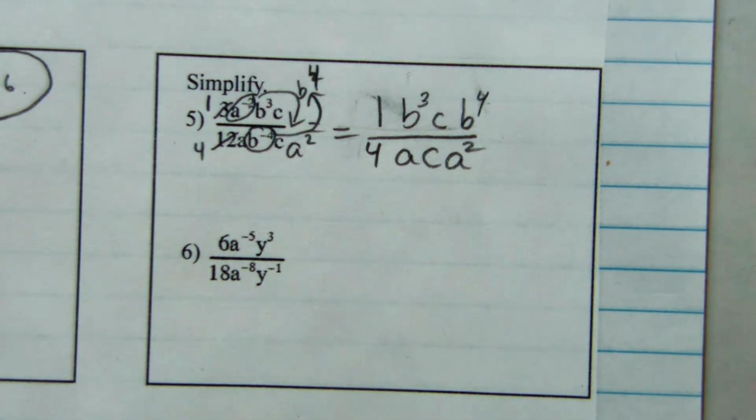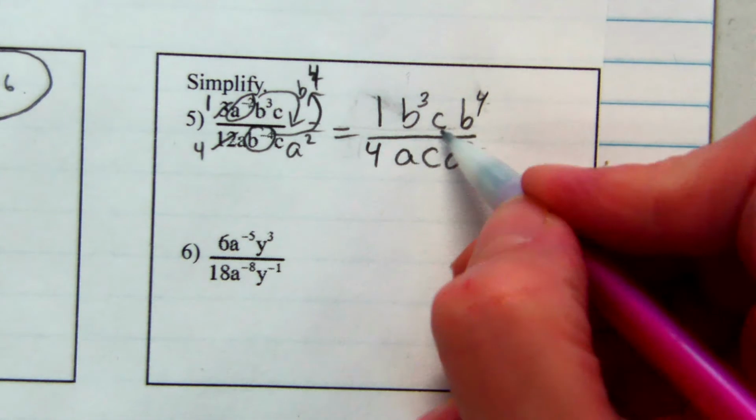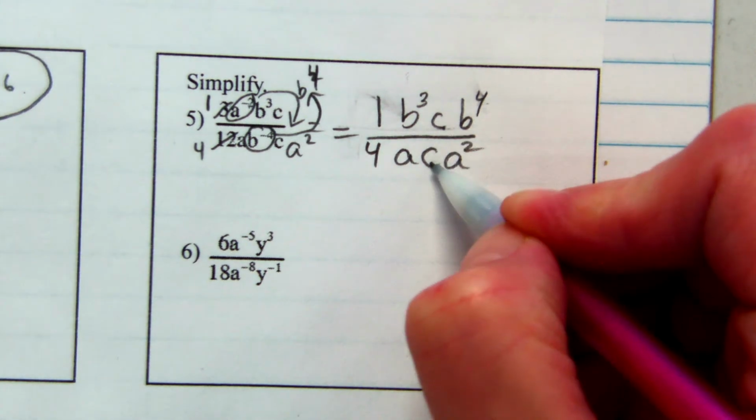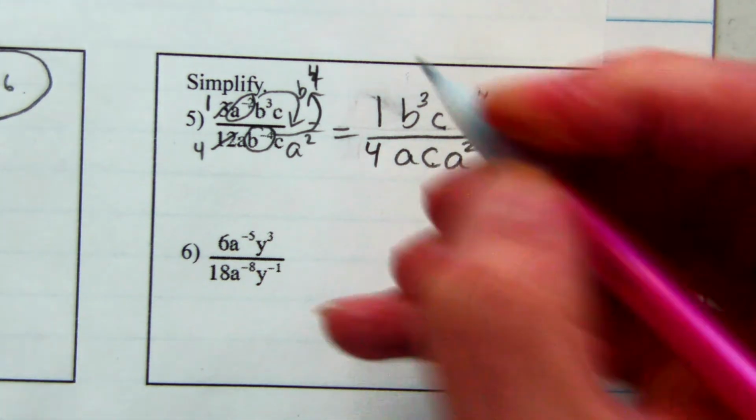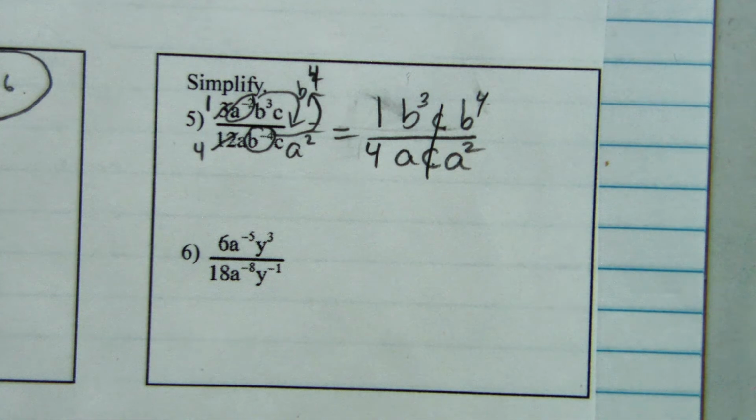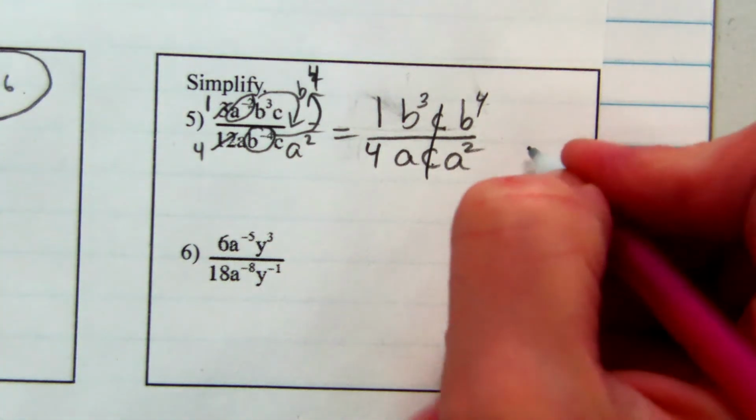So something I want you to notice, there's c to the first and c to the first. 1 minus 1 is 0. That basically just cancels out. It's gone. So that's kind of easy. It's nice to have something easy, right?